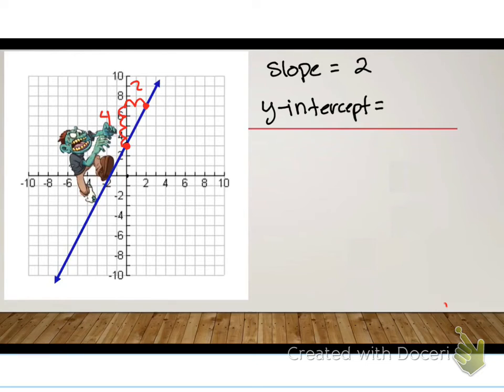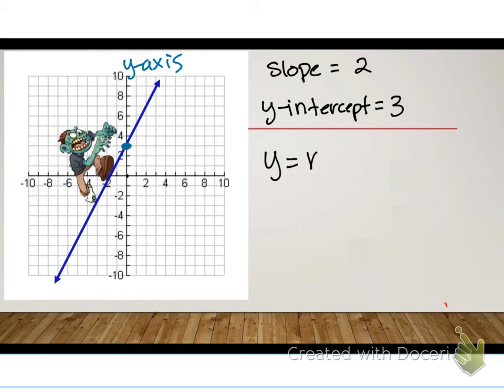So where does it cross the y-axis? Remember, this is the y-axis right here. And it crosses right here at 3. So our y-intercept is going to be 3. Okay. So let's write out our equation.